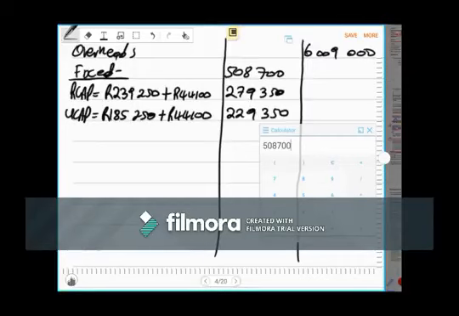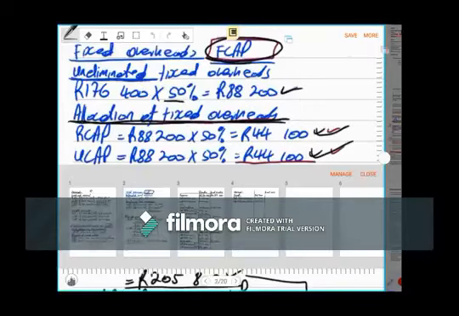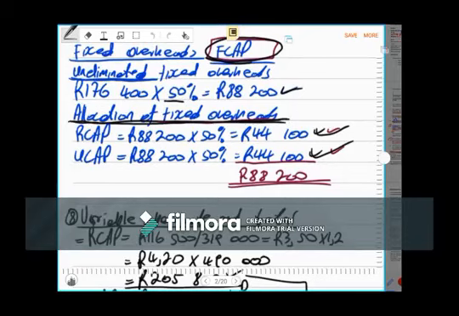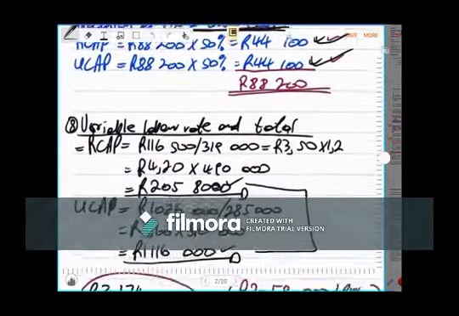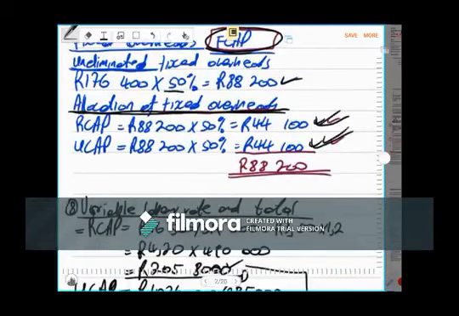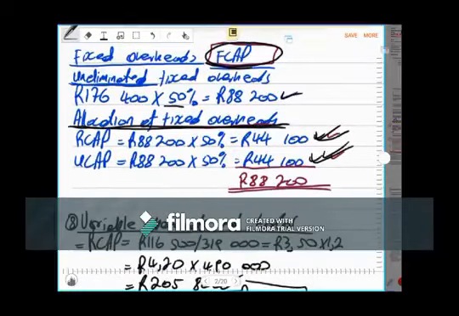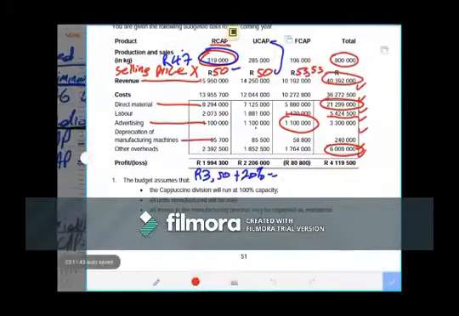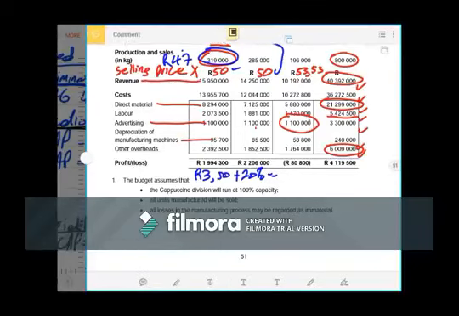Let me now just recheck once again if my calculations are correct or not. My fixed overheads that were allocated were 44,100, and that was 50% of 176,400. Let me check if that was 50% of that. It was 50% of 1,764,000.